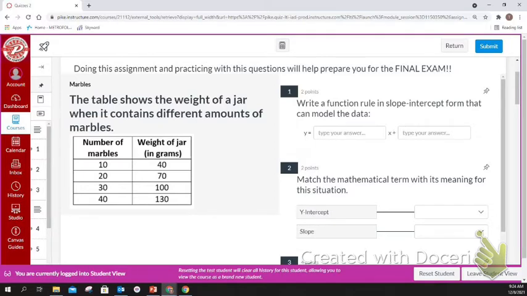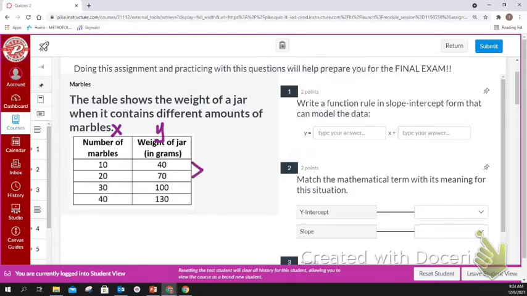Is write an equation for the table. So in order to write the equation, you need to know two things. You need to know the slope. So slope is equal to change in y over the change in x.